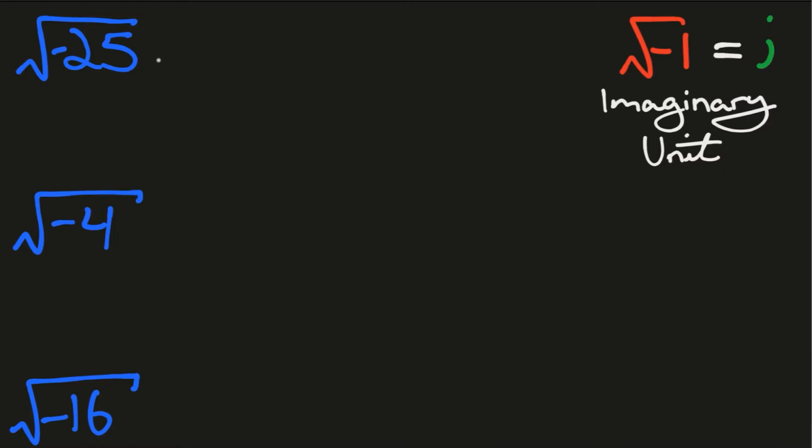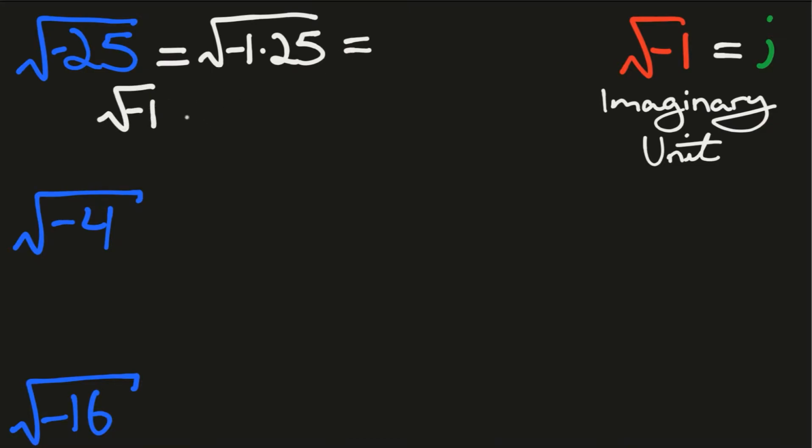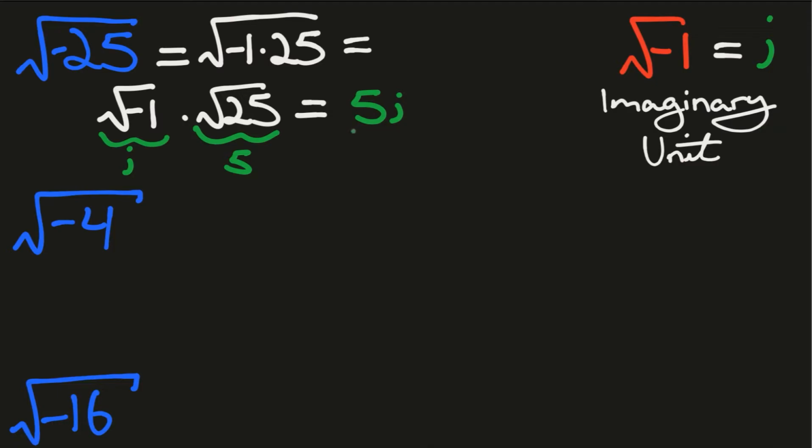So knowing this, let's simplify some square roots that involve negative arguments. We know from our square root properties that the square root of -25 is the square root of -1 times 25, and as such we can break it down into two square roots: square root of -1 times square root of 25. We know that the square root of -1 is simply i, and that the square root of 25 simplifies to 5.